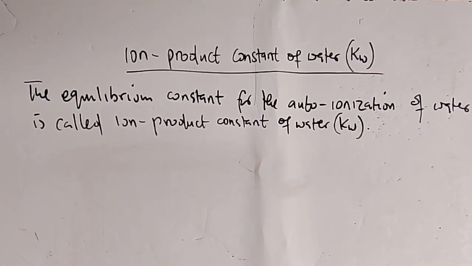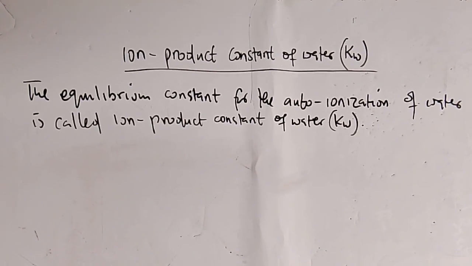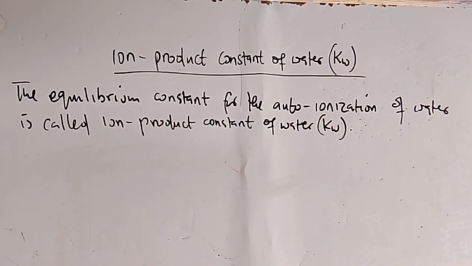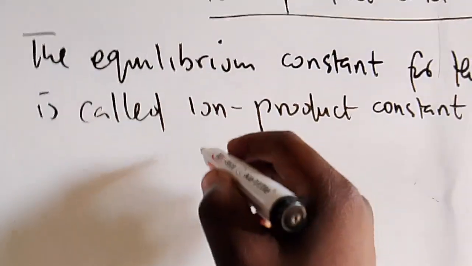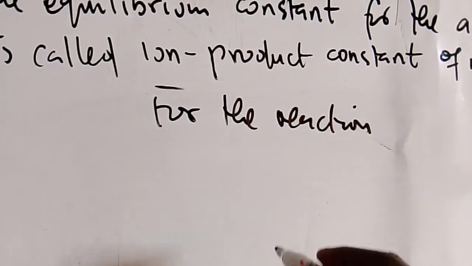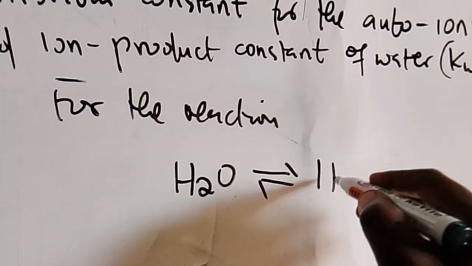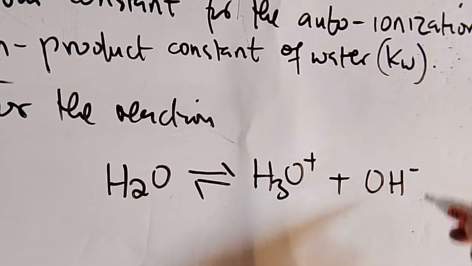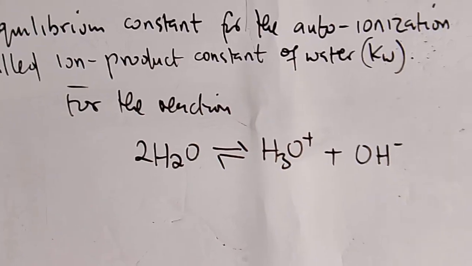Let's look at the ion product constant of water, Kw, which is defined as the equilibrium constant for the auto ionization of water. The equation for the auto ionization of water is H2O forms hydronium ion plus hydroxide ion. Then you balance the equation.